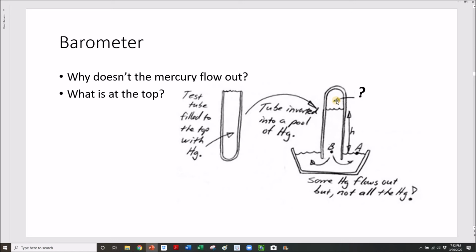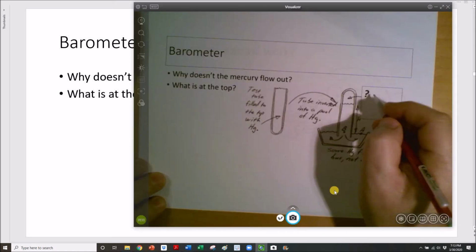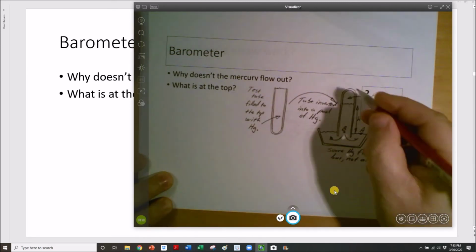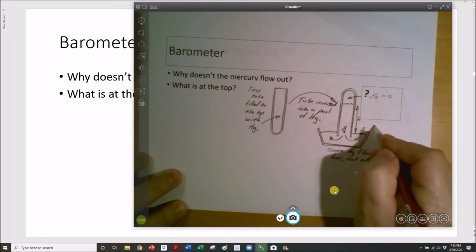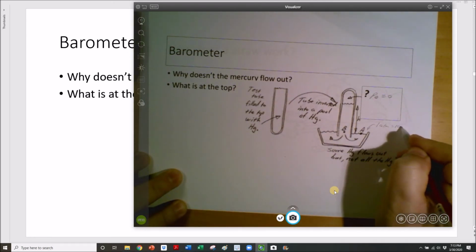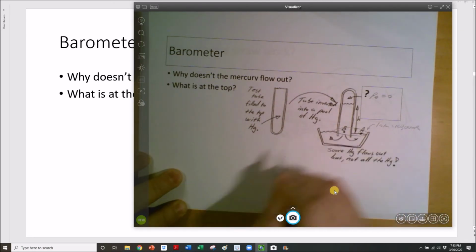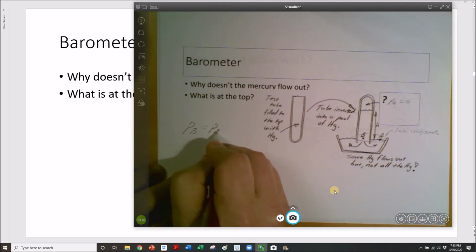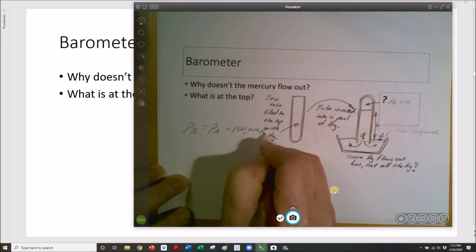The pressure in a vacuum is 0, okay? So let's figure out what this height will be here. The pressure up top is 0, because it's a vacuum. And we're looking for this height. First thing to realize is we have out here 1 atm, or atmosphere, or 100,000 pascals. And these two have to be the same pressure because they're at the same height. So the pressure at B must equal the pressure at A, which must equal 100,000 pascals.